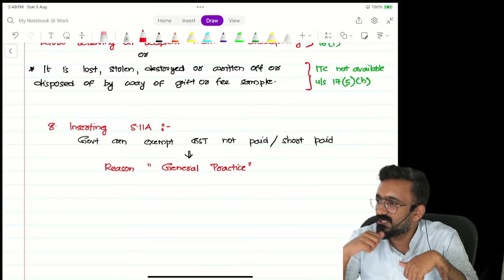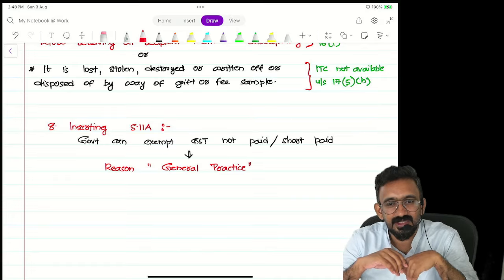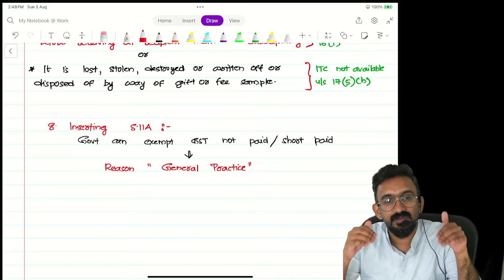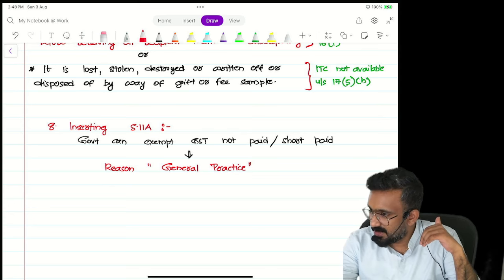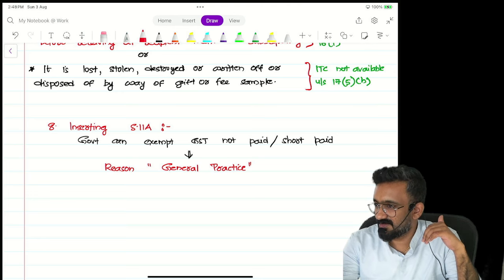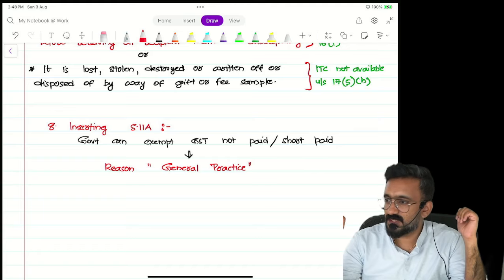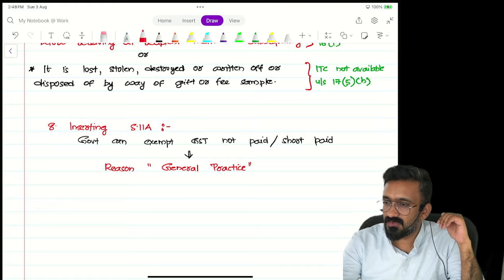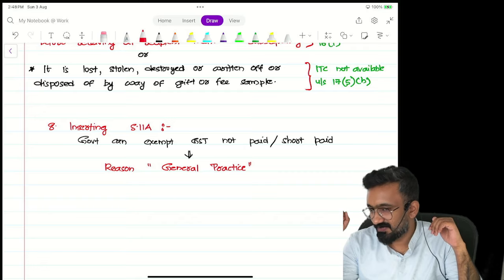What can the government do with this 11A? Give exemption. Are you understanding? So the government now has the power to give exemption if somebody has not paid GST, and the reason is what? General practice was not to pay GST on this item, but later it became taxable. For this period of general practice where you did not pay GST, the government can give you an exemption. There are so many cases clarified like this.